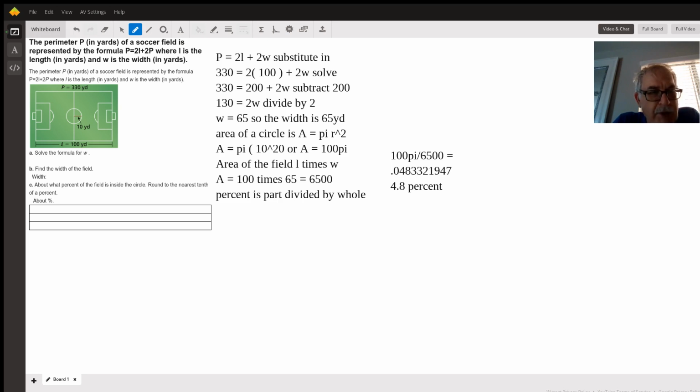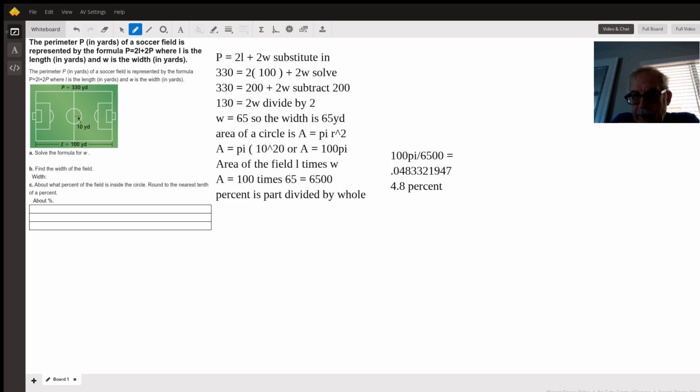Now the percentage: you have to find the area of the circle, which is area equals pi r squared, and the radius is 10, so you're going to get 100 pi when you substitute in 10 squared times pi. The area of the field is length times width, which is A equals 100 times 65, which is 6,500 square yards.